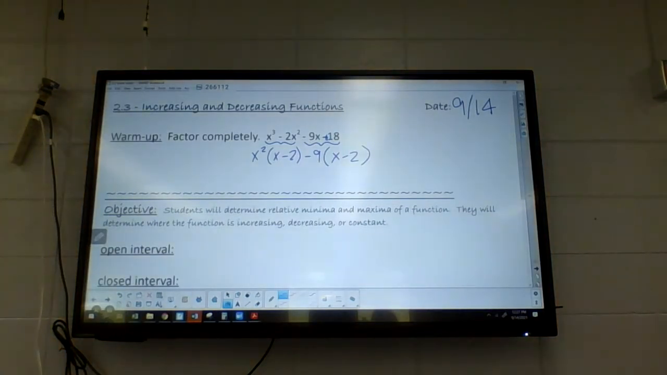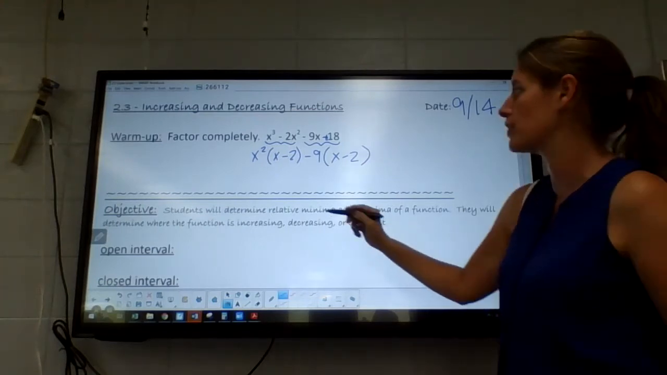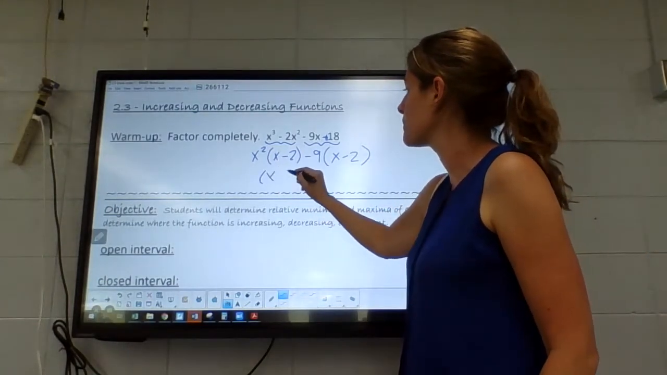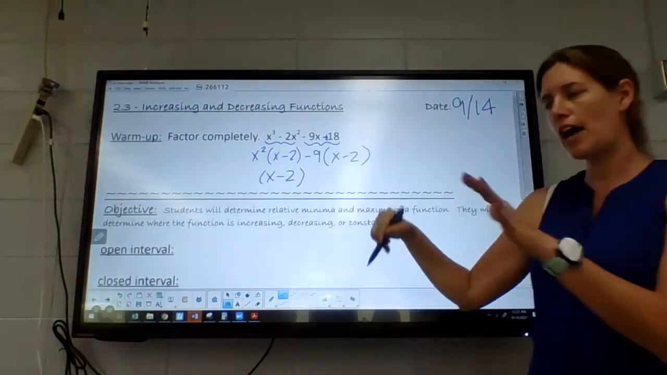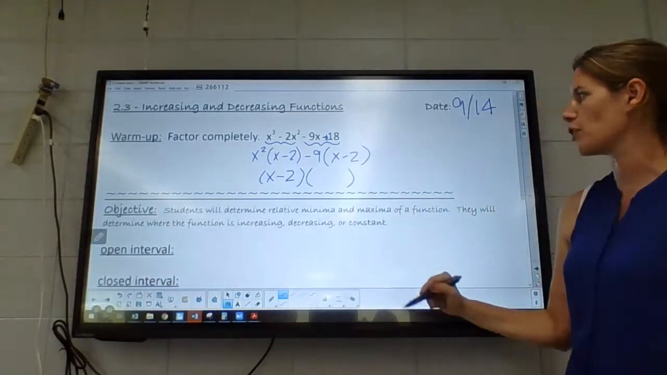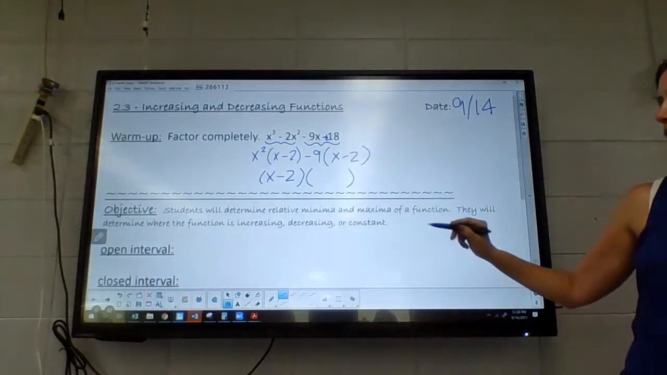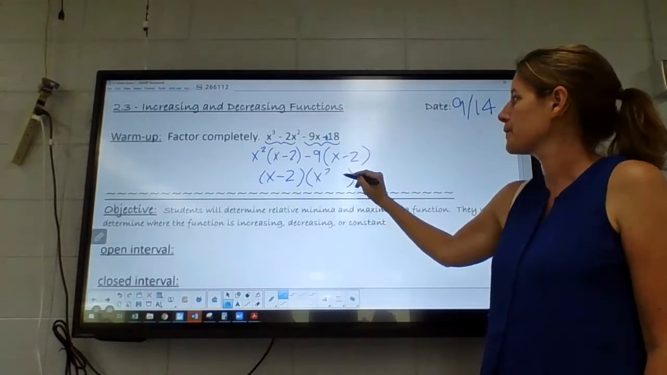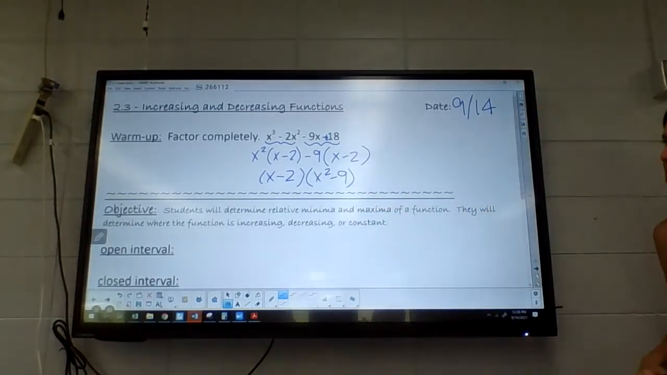So the reason factoring by grouping is special is that the same thing should always come up twice. So the x minus 2 happens twice, so we're going to pull that out now as our common factor. So that's our common factor, and then I write the leftovers. What's left over? The x squared minus 9.